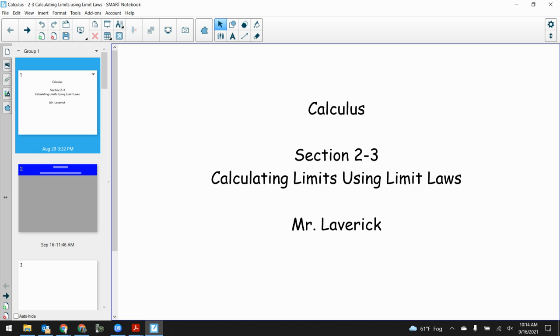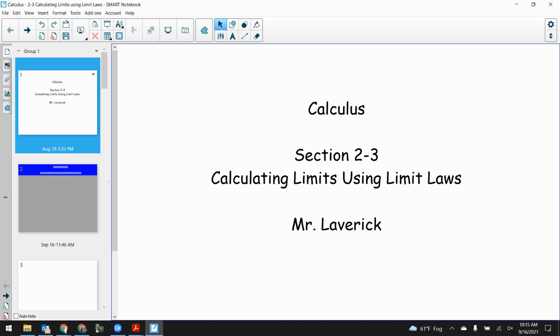Now we can stop guessing. Now we can stop investigating. Now we can stop estimating. Now we can actually use laws to calculate limits. Okay? This is going to be a lot more concrete, a lot more finite rather than abstract.